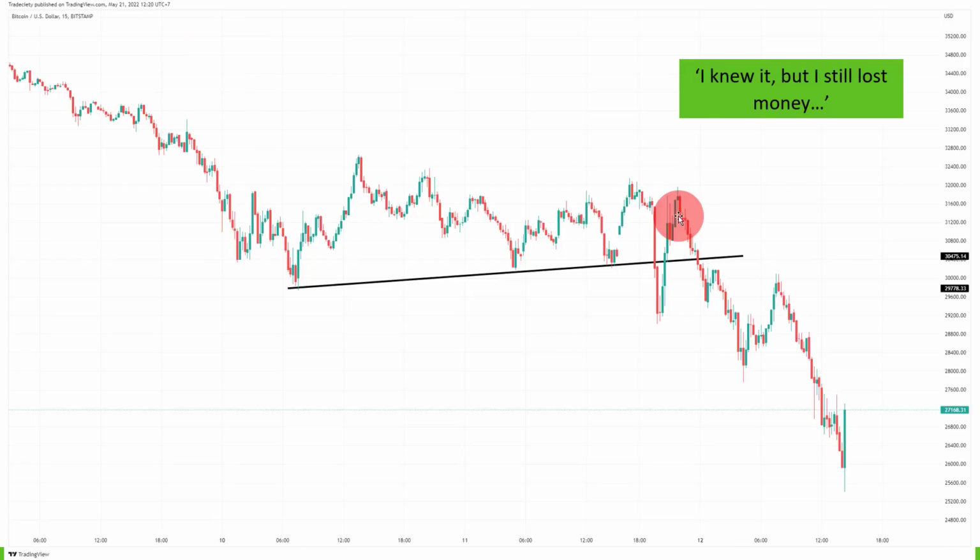Everything, when we zoom out, looks bearish. There was no point in time where the market really flipped to bullish. This was the breakout. Here we have the fake out. And then as everybody was squeezed and as everybody was really scrambling, the market reversed. And a lot of traders probably said, I knew it, but I still lost money. So the double fake out is really, really common.